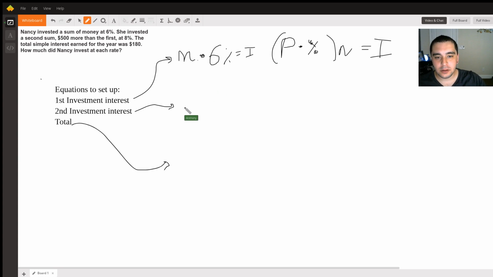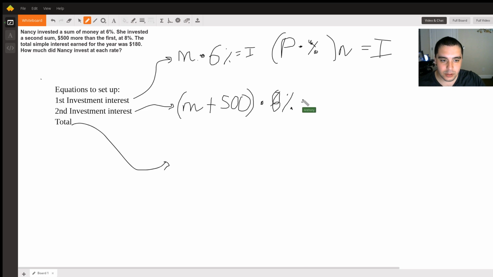But then we also know there's another investment, and it's that same amount M plus $500 more at a higher interest rate. Oh, sorry, instead of 6%, 8%, right? Equals some other interest. And now, because we don't want to confuse ourselves, we'll call this I1 and we'll call this I2.